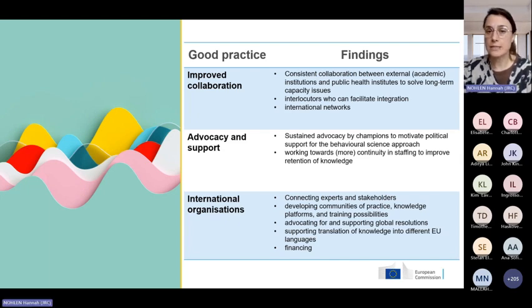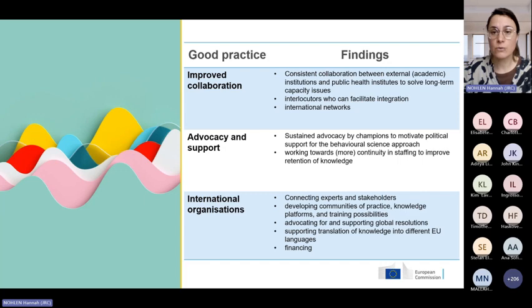Looking at the good practices, participants were asked about key factors that they believe can contribute to the success of institutionalizing BI expertise in public health policymaking. And what we consistently found was that they were highlighting collaboration between academic and public health institutes as a good practice to solve long-term capacity issues, and having individuals who are knowledgeable of BI in the policy area, who can serve as interlocutors or communication partners and can facilitate integration, so inform of relevant policy questions that are on the table. Advocacy by people who are visible in the organization or visible in the policy world to motivate political support for the behavioral science approach were also seen as very useful.